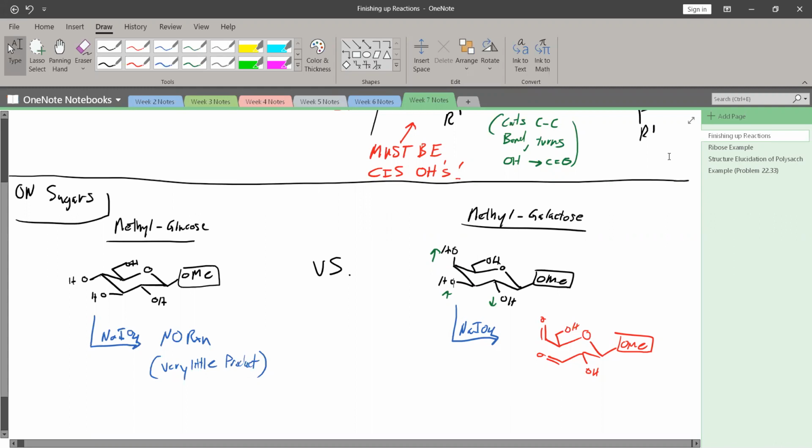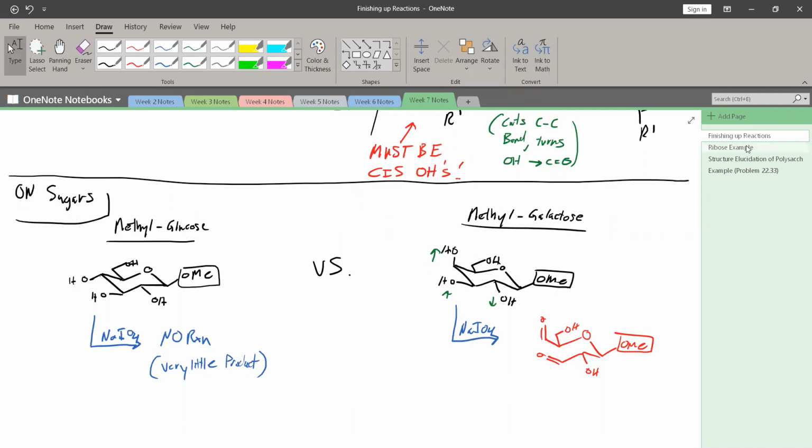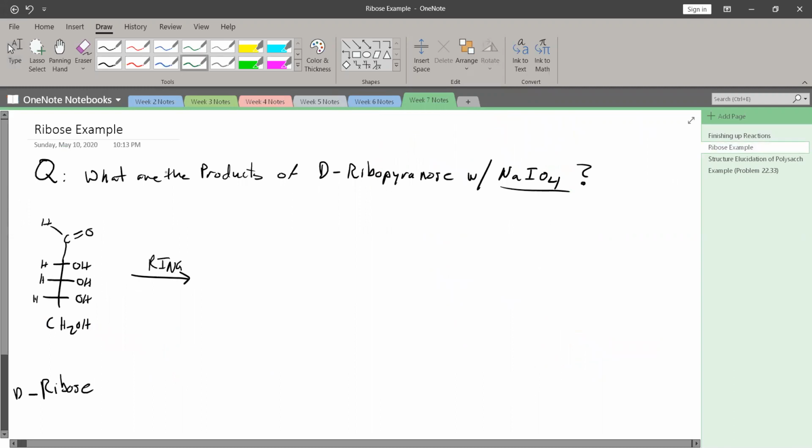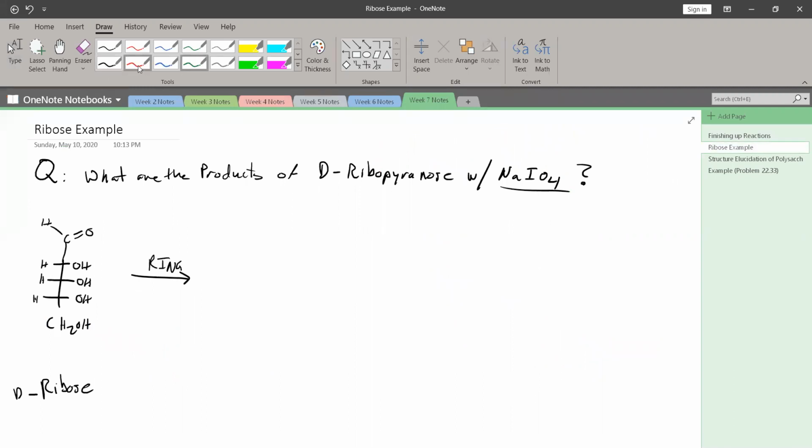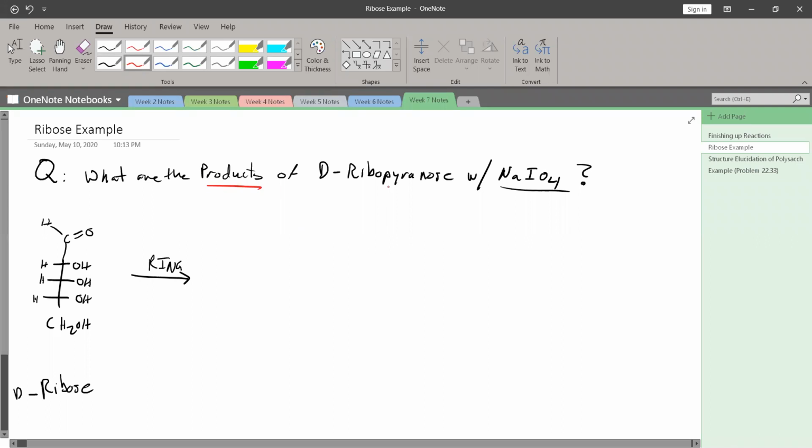Okay. Now, let's look at an example of ribose, right? So the real question, at least the question I'm asking here, is what are the products of D-ribopyranose? Okay, so that's something to look forward to, with sodium periodate. Now, before we get into it, let's just note that D-ribose is going to be our sugar. That's why I have it written here. And pyranose means six-membered ring. All right? Okay. So what can we tell? So how do we make that six-membered ring first before we even figure out how to actually react this with NaIO4?